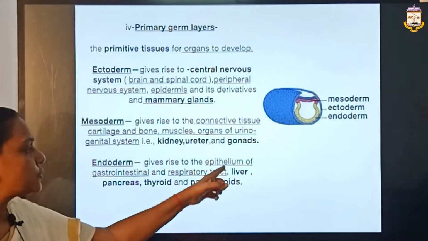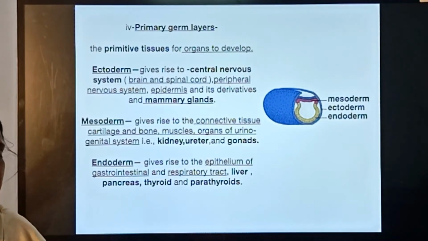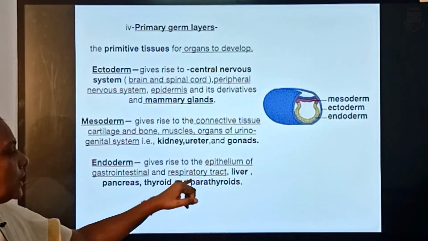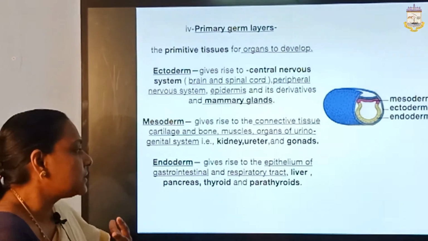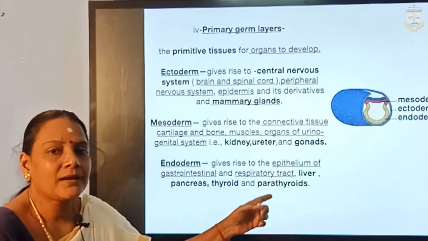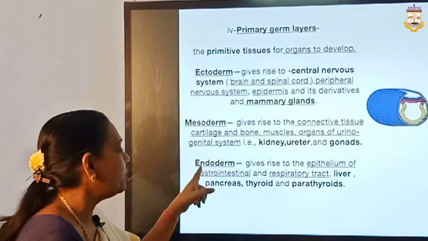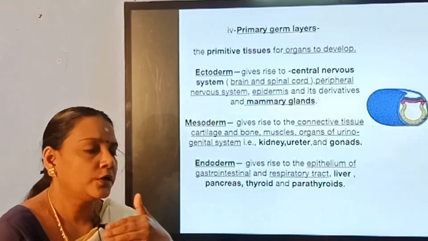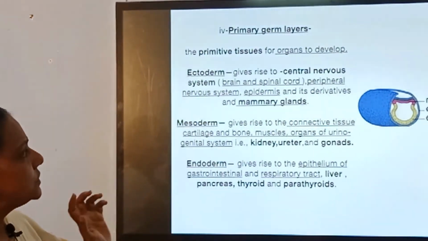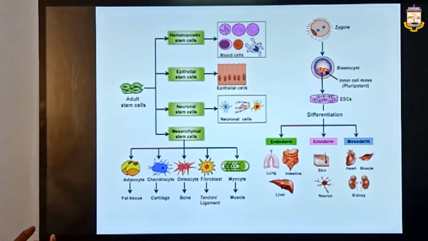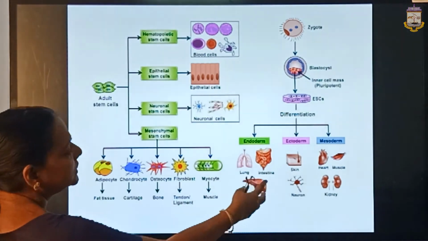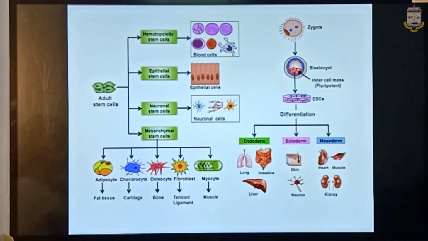This gives rise to the epithelium of the gastrointestinal tract, that means from the mouth to the anus. That is formed by this endoderm, as well as the respiratory tract, that is the lungs. Also the liver, pancreas, thyroid, parathyroid. All these structures are formed by the endoderm as an outpocketing of the gastrointestinal duct. Okay, so these are the primary germ layers. You can see the picture here. Just for supporting this, I have given endoderm, ectoderm and so on. So what are the structures which are formed here?